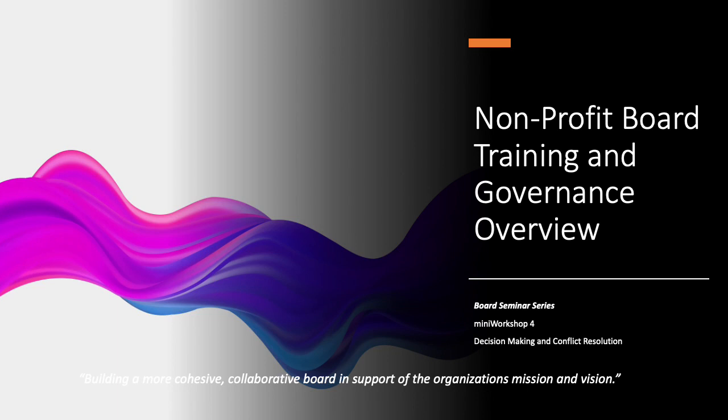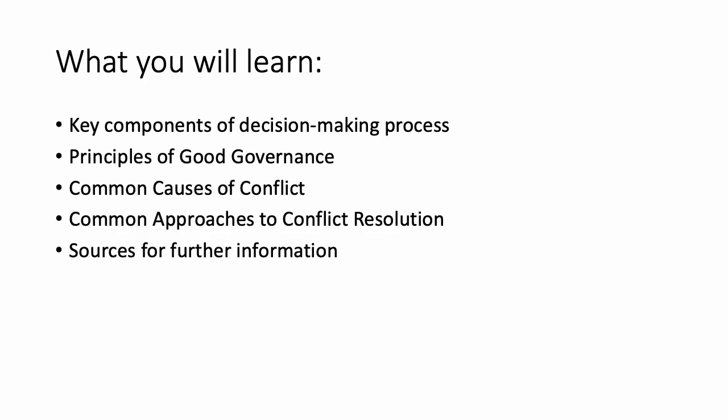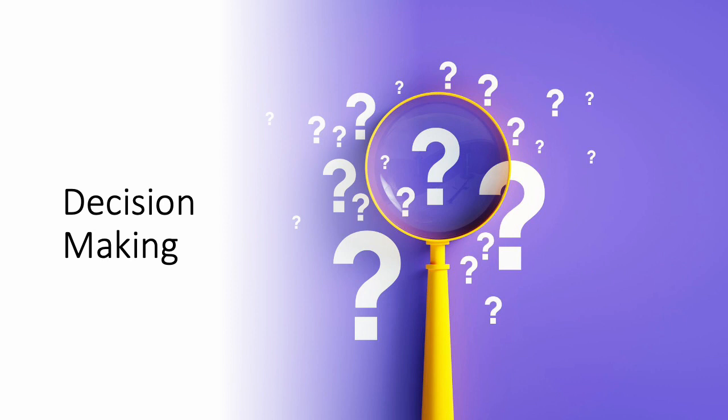This is the fourth mini workshop in the Nonprofit Board Training and Governance Overview seminar series. The desired outcome for the series is that, as a result of having actively participated in this seminar, board members will understand how decisions are made and conflicts are resolved. You will learn key components of the decision-making process, principles of good governance, common causes of conflict, common approaches to conflict resolution, and sources for further information.